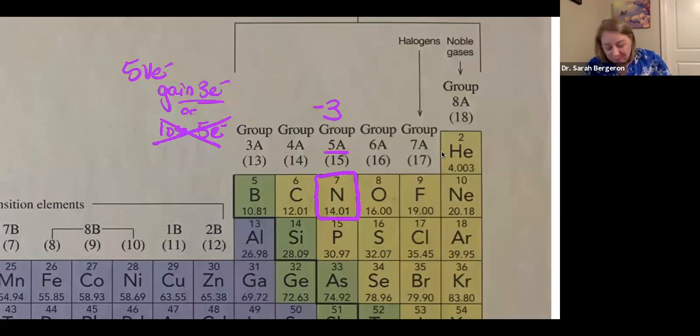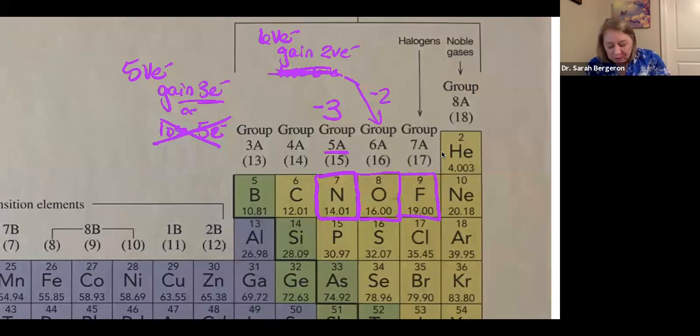6A. If you're in group 6A, we have how many valence electrons? We have 6 valence electrons. If we have 6 valence electrons in group 6A, either we can gain 2 or we can lose 6. Oh my goodness, that's never going to happen. Never going to happen. So we're going to gain 2 valence electrons. So if you gain 2, now you have a charge of -2.